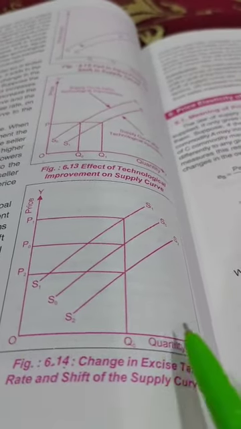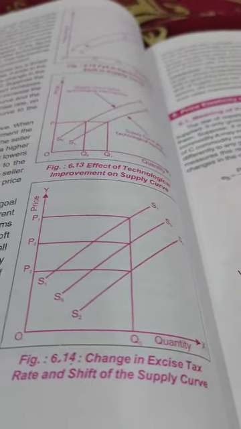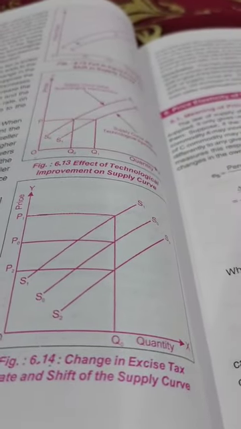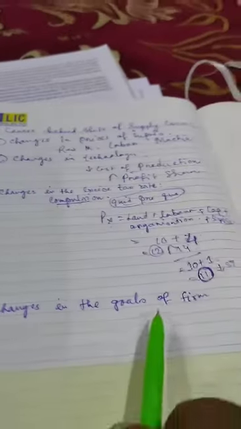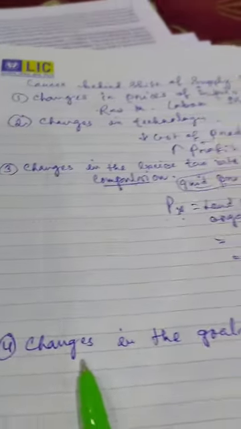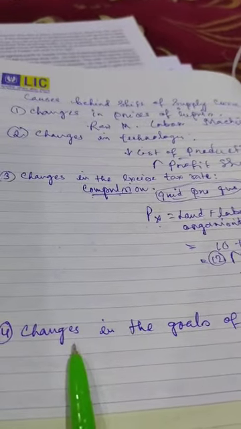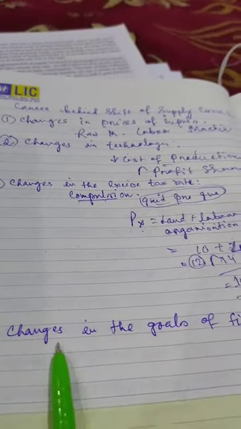And this happens actually in the case of the imposition of excise duty by the government, that means while the government used to impose taxation on goods and commodities. Now the last point, changes in the goals of the firm. That means what we have got while we discuss the goals of the firm.